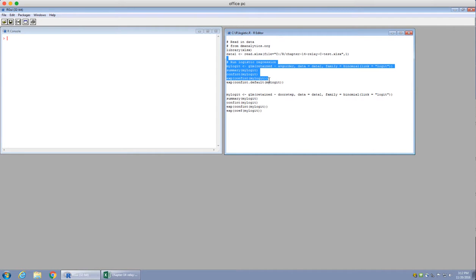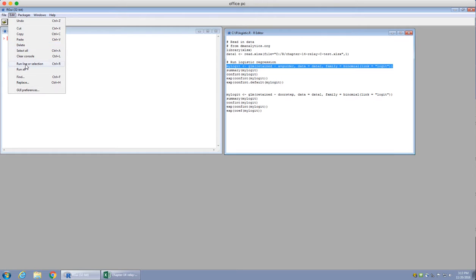Assuming that you have your library loaded and have read in this file, I'm going to run my logistic regression here. My logistic regression is glm, the function we normally use, and our dependent variable is retained, and our independent variable is average order. We have to specify our family, which will be binomial, and in our case we could use logit. We could obviously change this to probit, cloglog, and so on, but for now we're going to use logit. So the first step is to run this, and let's see what we get.